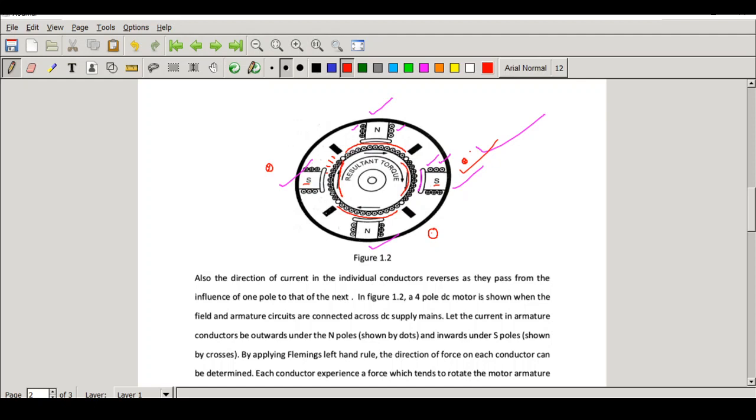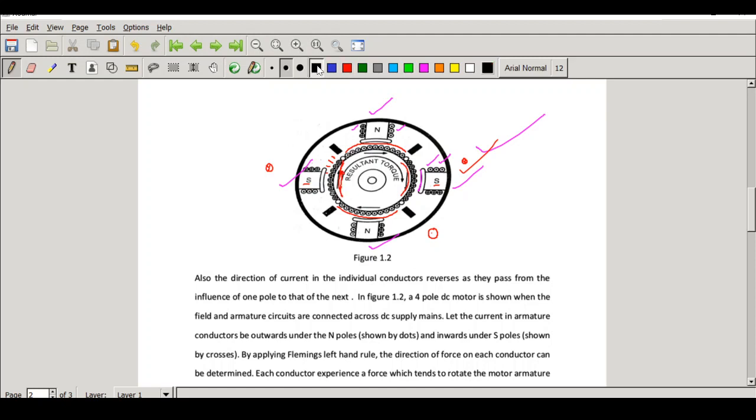Okay, so now what exactly is the meaning of this? What is the advantage if the direction of the current is reversed? That is what is given by Fleming's left-hand rule, right? So when the direction of the current is reversed, the force will be reversed. So for these conductors, here you can see the direction of the force. Here the direction of the force is like this.